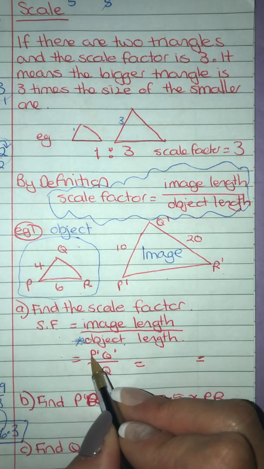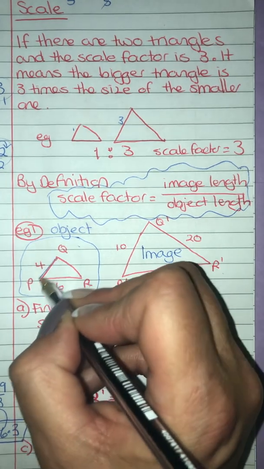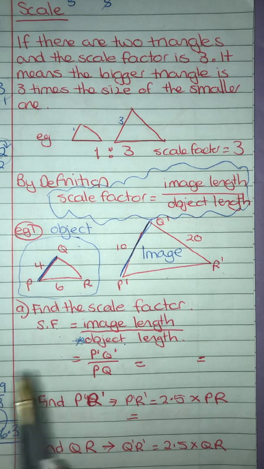So this says P dash to Q dash, and this one says PQ. So let's work out what we're doing. We're looking at these two. Why do you think we're looking at those two?